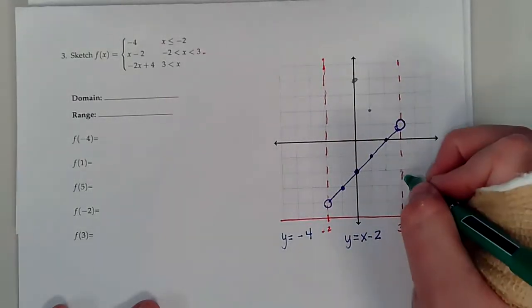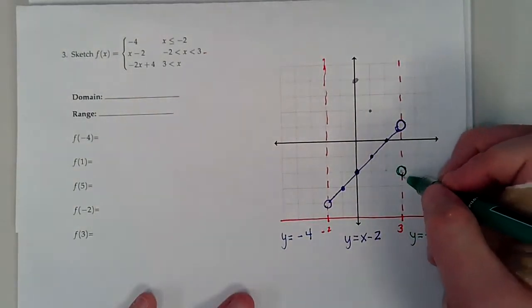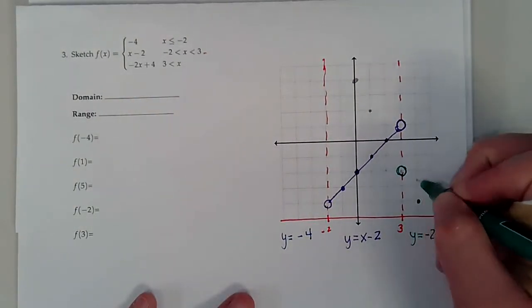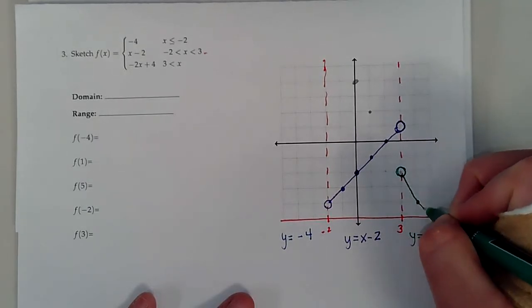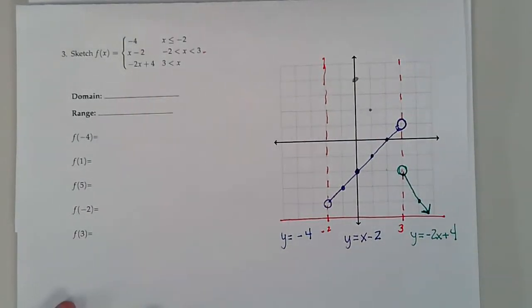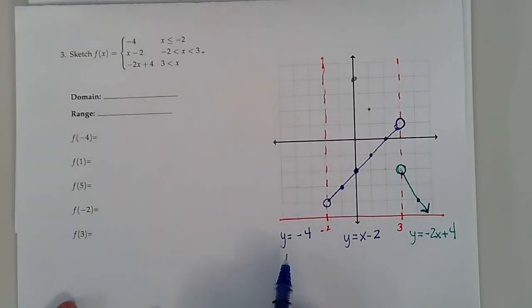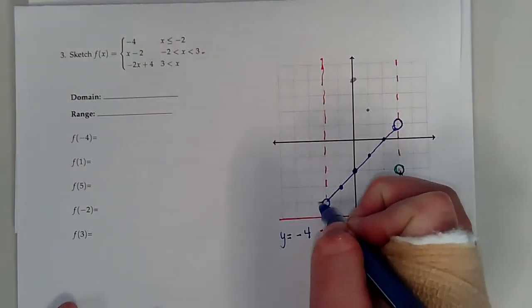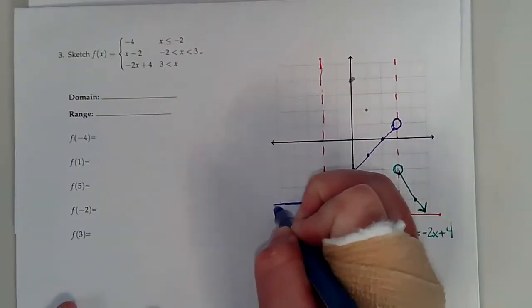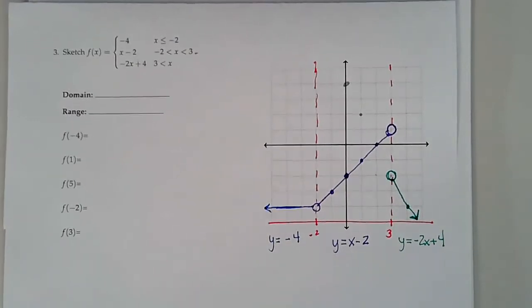So this is where I can pick up my function. So I'll put a hollow dot there, down 2 over 1. And then I'll just draw this line in and we'll put an arrow on it since it keeps going. And then this left-hand side, we have y is equal to -4. That's just a horizontal line at -4, which is right here. And so we can draw that in like this. All right, so that gives us the basics of our function.